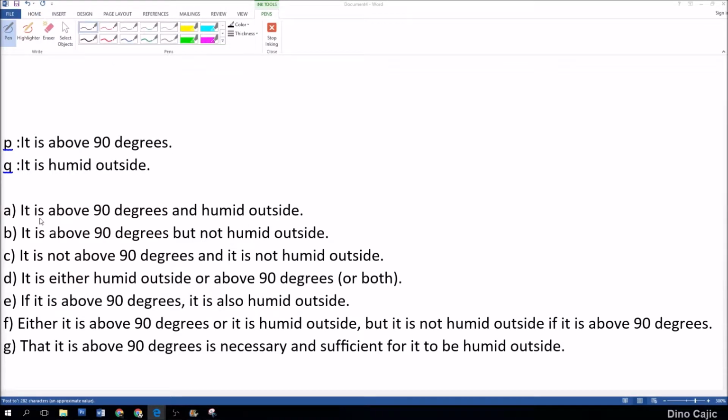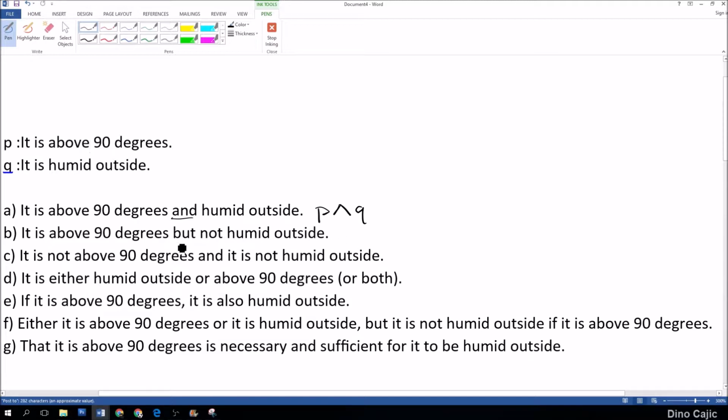So for the first statement, it is above 90 degrees and humid outside. So right here, we have this and connective. Right here is your first statement. It is above 90 degrees, which basically is P right here. So that would constitute P. We know our and symbol is and, humid outside. This can be rewritten as it is above 90 degrees and it is humid outside. So P and Q.